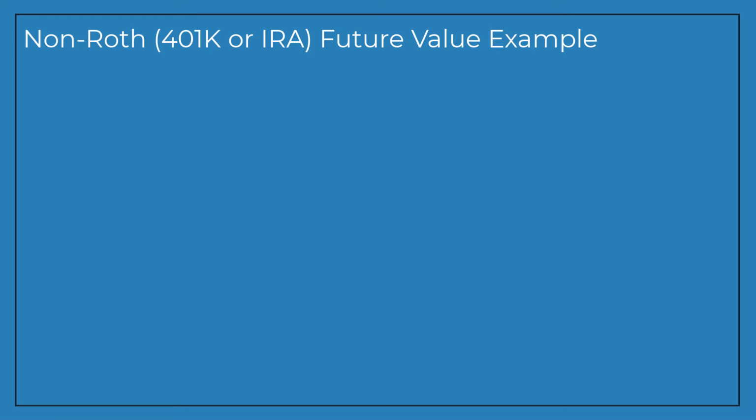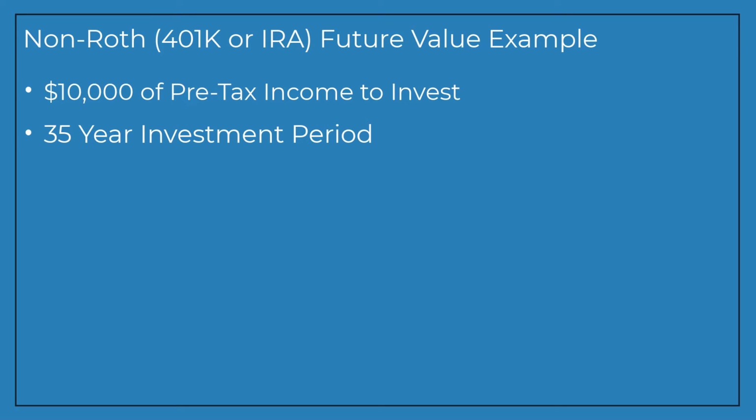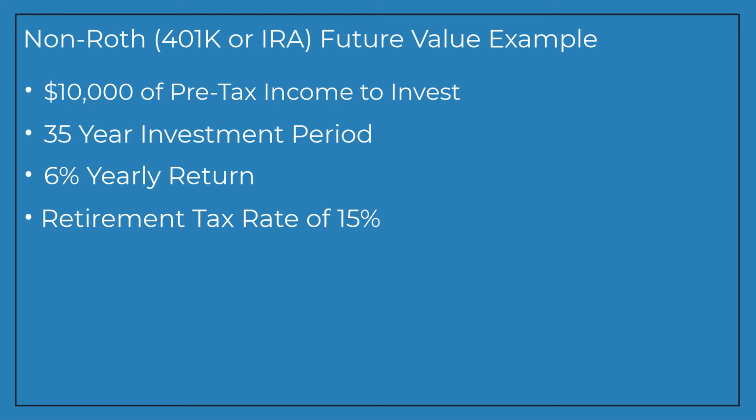So let's take a look at an example and see how the different tax rate assumptions impact the non-Roth versus the Roth retirement account. So in this example, let's assume you have $10,000 to invest for 35 years. You'll earn a 6% return, and your retirement tax rate is 15%, and you're going to invest in a non-Roth 401k or IRA, in other words, a pre-tax account.